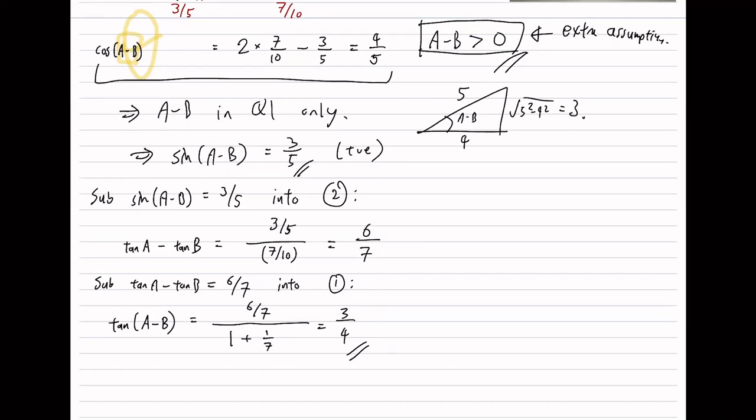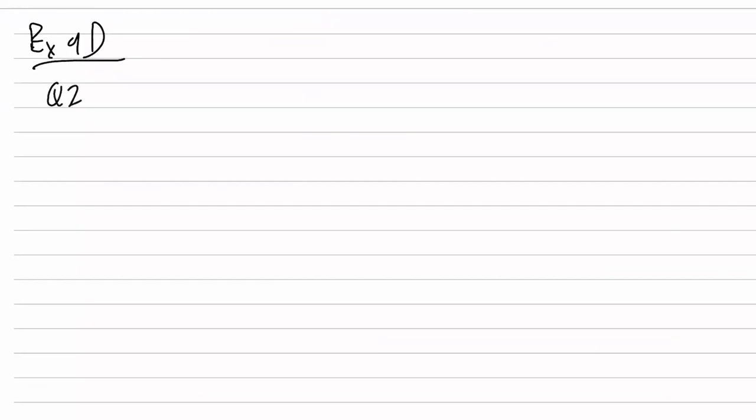For this one, what is it? You need to use double angle identities. Maybe we just go through question 2 and see whether it's okay or not. If it's okay, then I may skip some of the questions. Exercise 9D, let's take a look at question 2. So we start you off with not just cosine A or sine B or something like that. We start you off with cosine 2A.